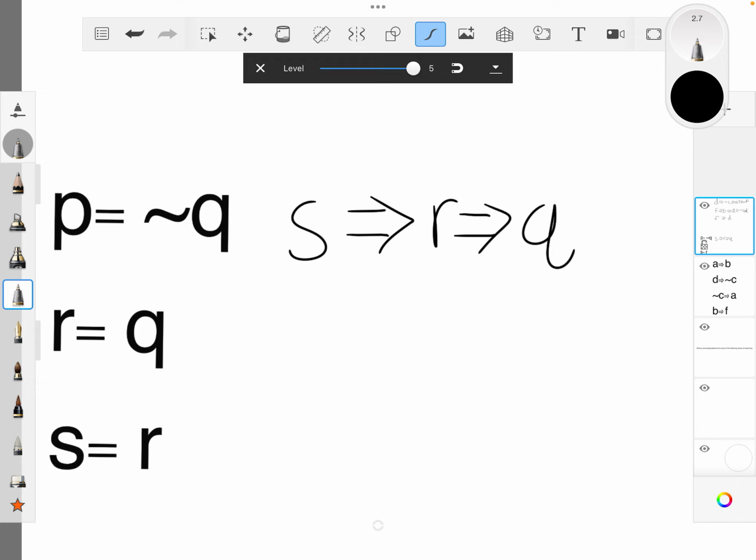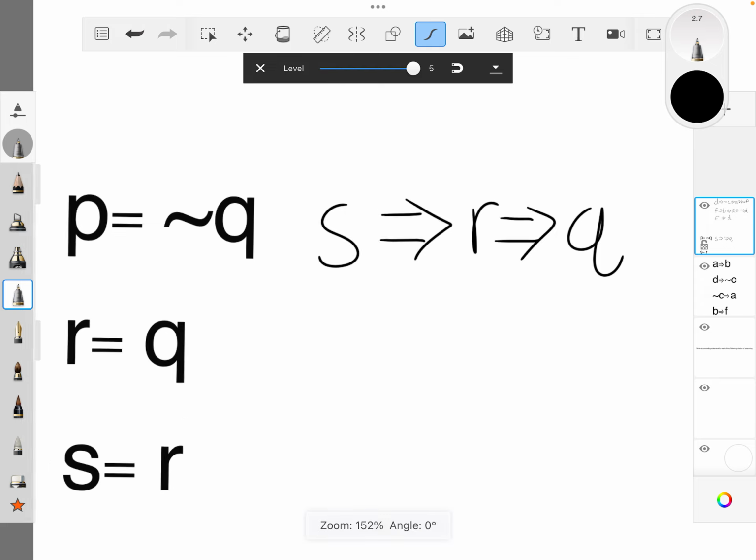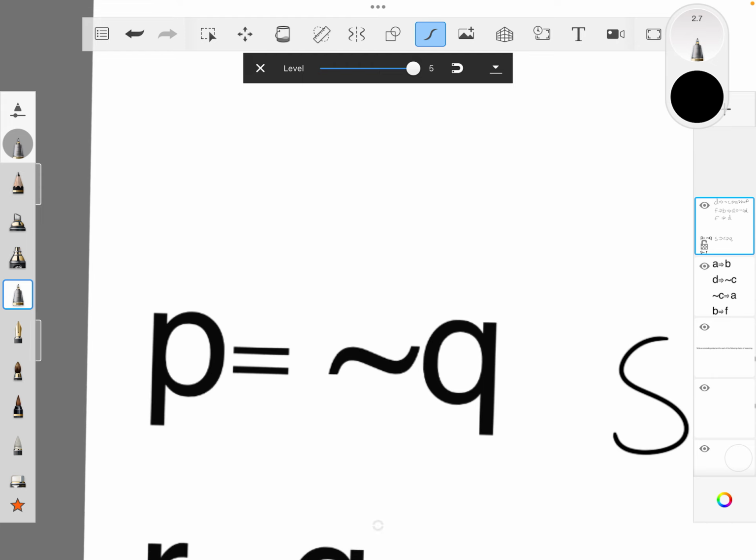So for this, we have to do the contrapositive, which means we would have to do the inverse and then the converse. The converse first would be if not Q, then P. That's the converse. And then we have to do the inverse of the converse to get the contrapositive. So that would be if Q, then not P.